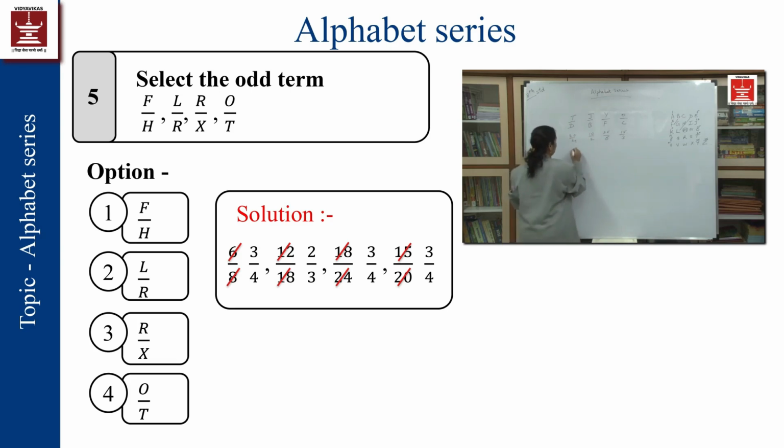For example, it is F upon H, L upon R, R upon X, and the last option is O upon T. So it is 6 upon 8, L is 12 upon 18, 18 upon 24, and 15 upon 20.